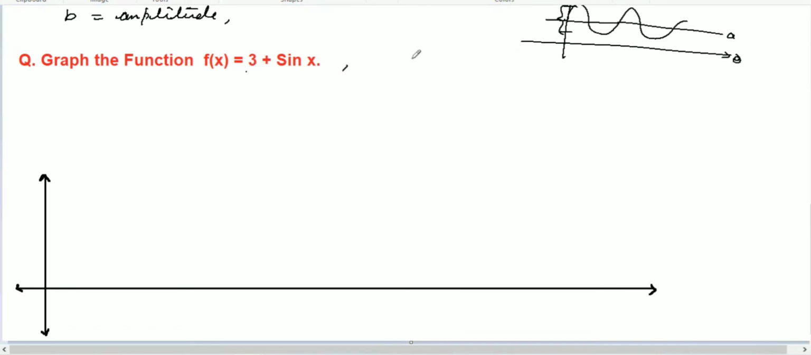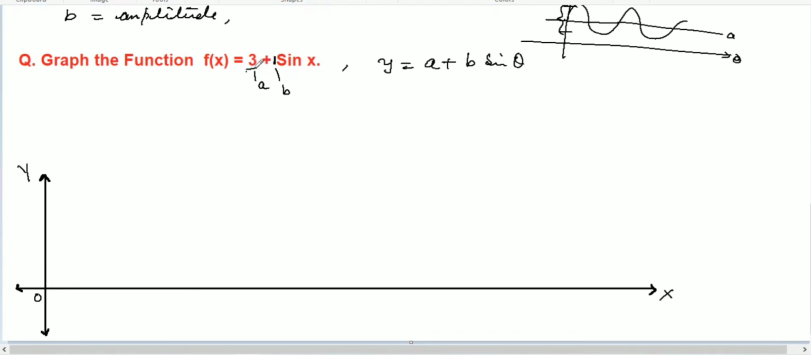So this is in the form of y equals a plus b sine theta. This 3 is a. And here in front of sine there is 1, so this is your b. So a is this 3, which causes the function to shift vertically. So let's do it here. This is 0. And as this is not sine theta, this is x, this line represents x and this line represents y.